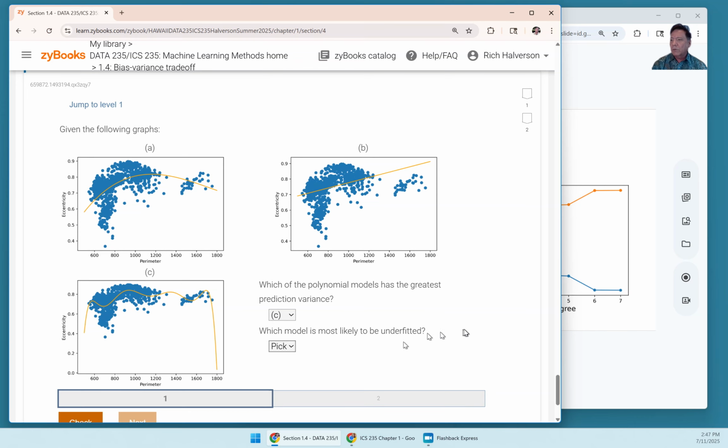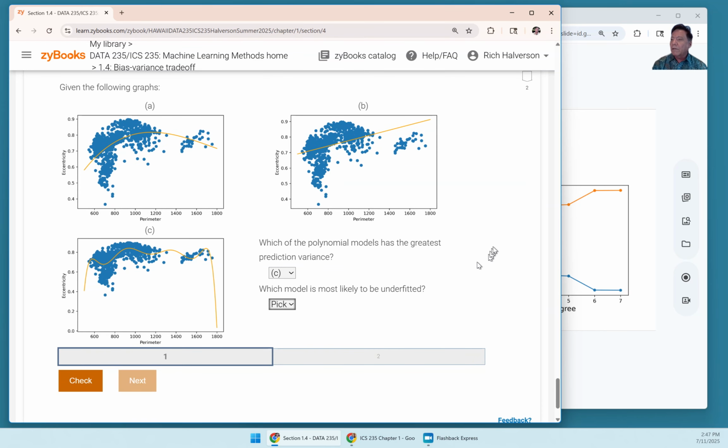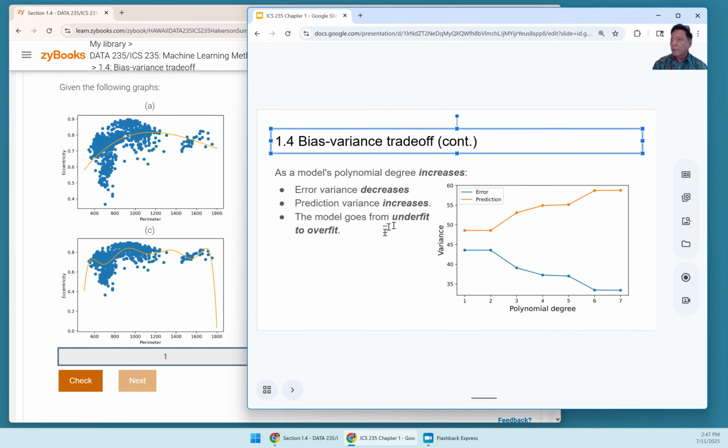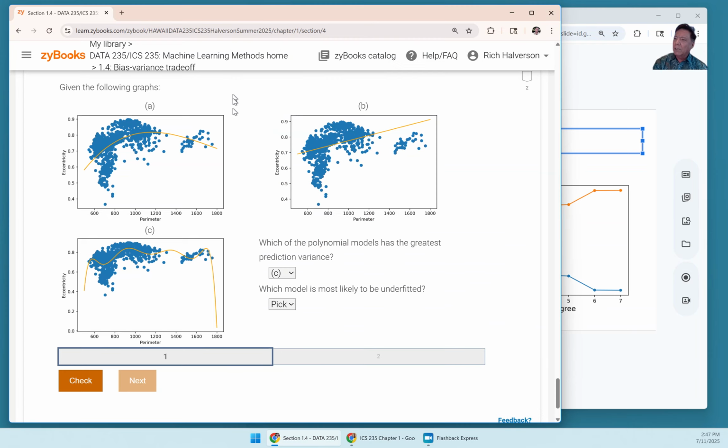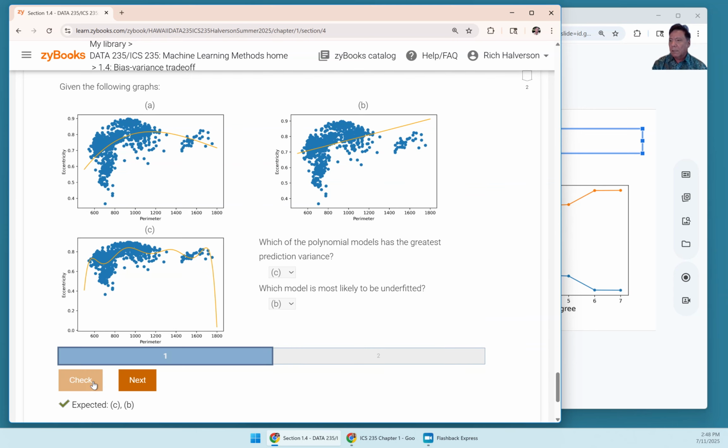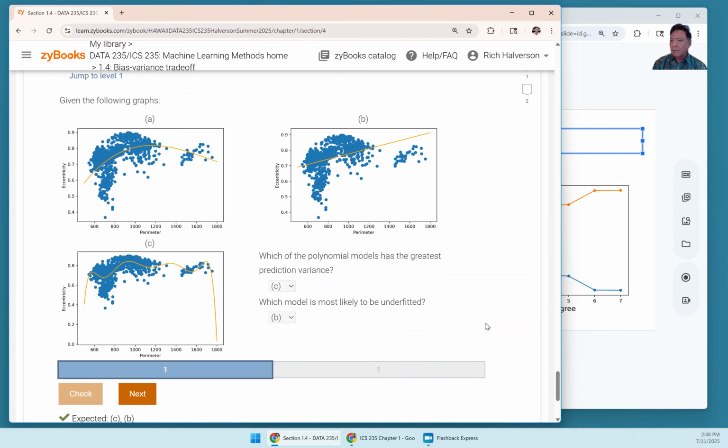And in this one, which model is likely to be underfitted? As the polynomial degree increases, the underfitting gets less and less, and it becomes overfit. So it would be a low degree polynomial, which would be this one. This is the lowest one. So that's the one that's likely the most underfit. So that would be B. And did I get it right? Yes, I did. All right.